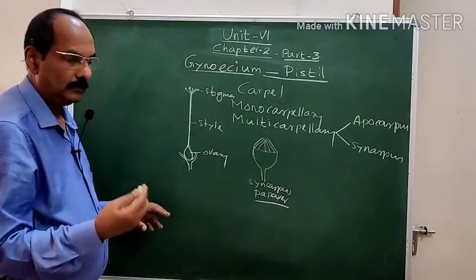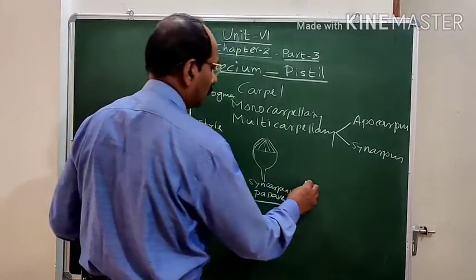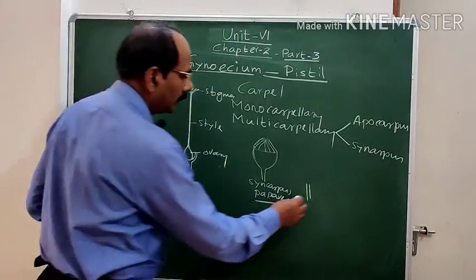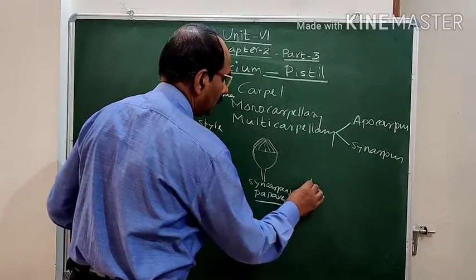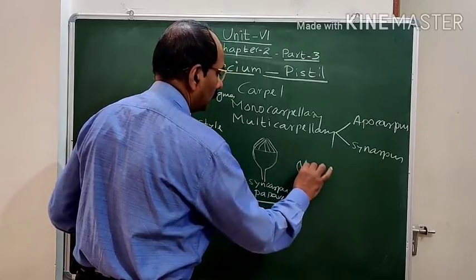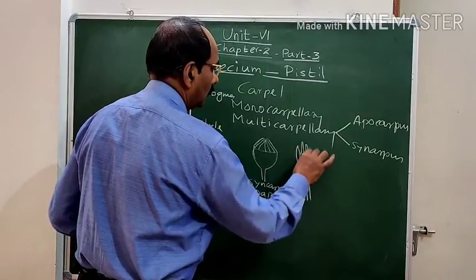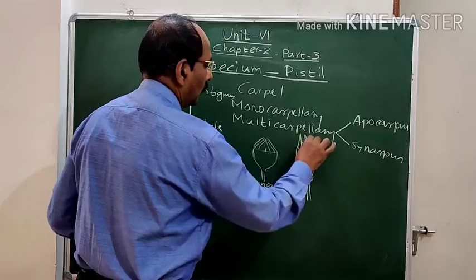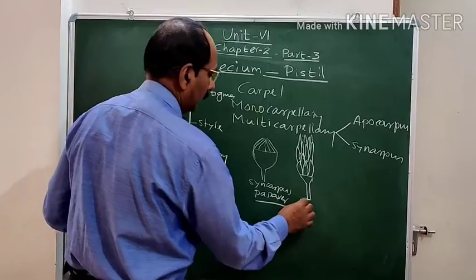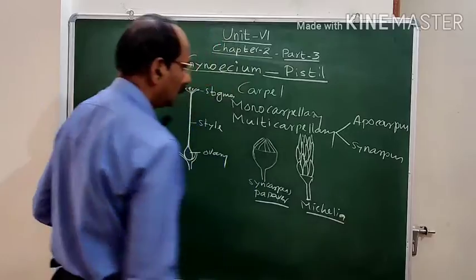And sometimes the carpels are totally free. Then it is known as the apocarpous condition. A good example of the apocarpous condition is the Michelia plant. In Michelia, you can see the stalk, and here is the thalamus. On the thalamus, the different carpels are arranged. This is one carpel, this is another one, a third, and like that many carpels are arranged on this thalamus, and all these carpels are free. Hence it is known as the apocarpous condition. An example is Michelia. So these are the two conditions.